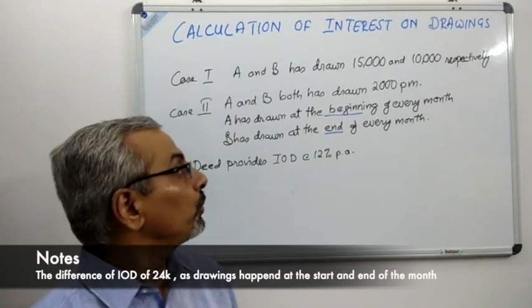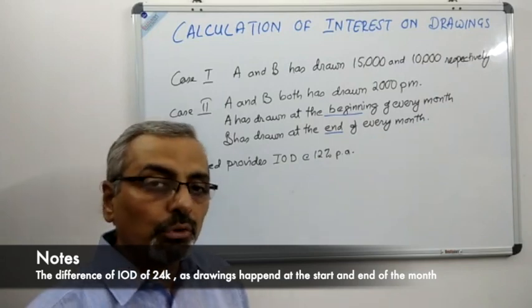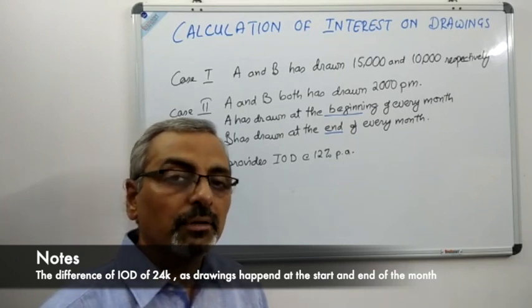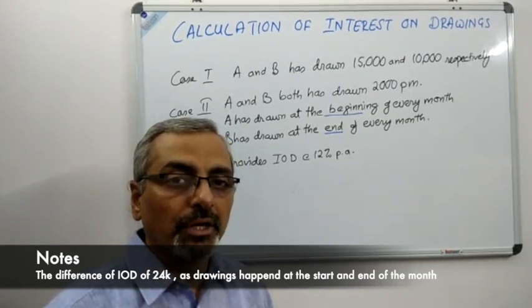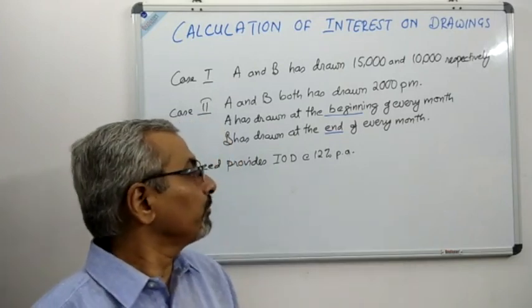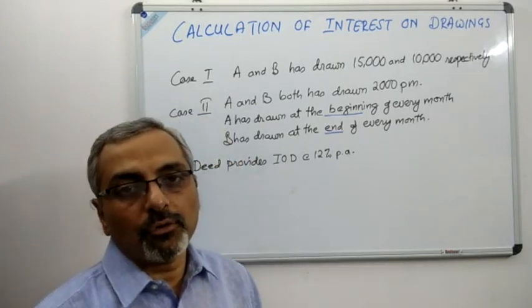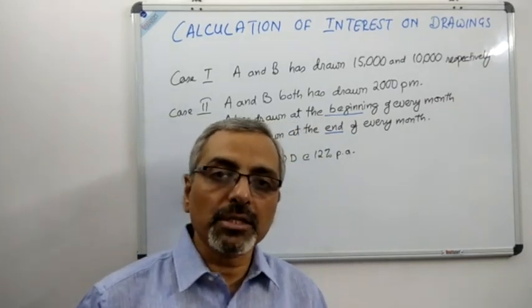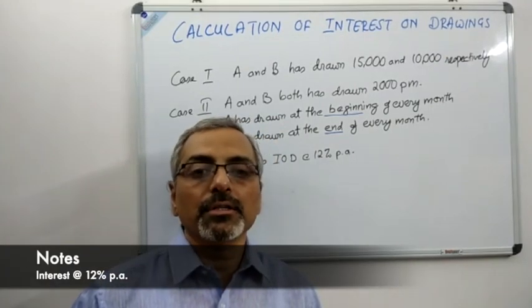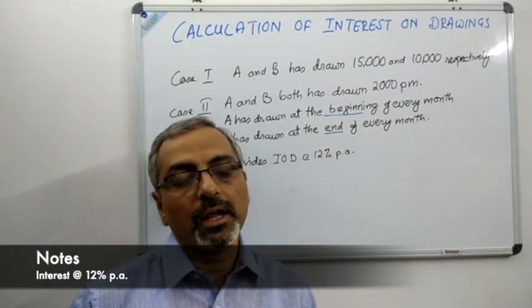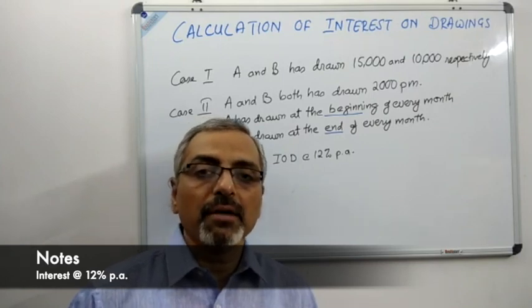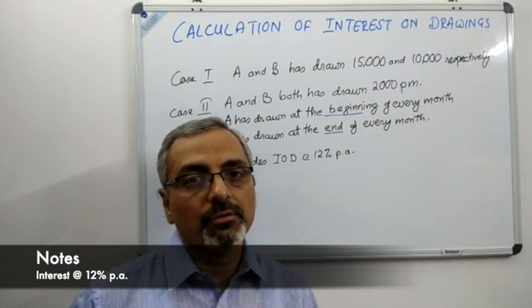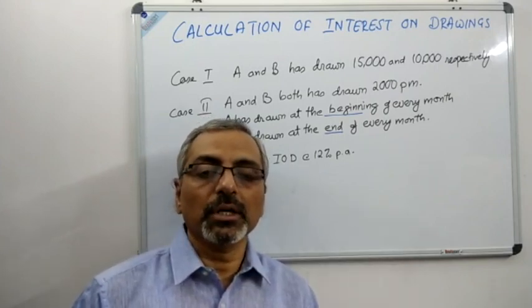Okay, so in the calculation over here, A and B, though they have drawn 24,000 each during the year, the interest which they will pay to the firm will be different. Now the partnership deed has already provided interest at the rate of 12% per annum. As I have already mentioned, the partnership deed will obviously mention at what rate the interest should be provided. Here it's provided at 12%, and that means the partners have to pay to the firm 12% rate of interest for the amount which they have drawn. Now let us start with the calculation.